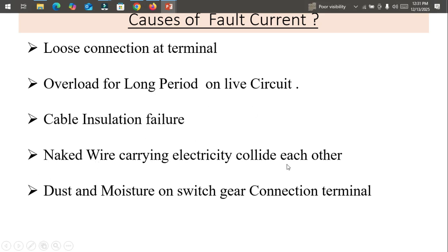The next one is wires carrying electricity colliding with each other. This is generally in the low side transmission line, 415 volt. There are also chances of them colliding with each other if any mechanical damage happens, and that much current will flow. Another one is dust and moisture. Due to dust and moisture, a fault will also happen, so we have to keep the panel and cable terminals dust free and moisture free.